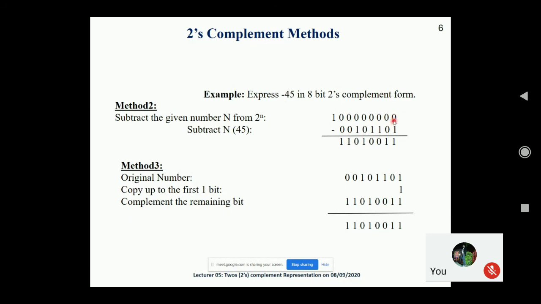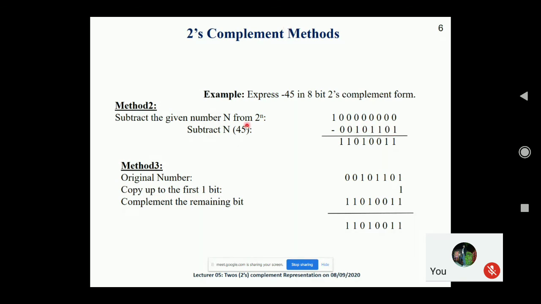How many bits are we using? 0, 1, 2, 3, 4, 5, 6, 7, 8. Okay, am I not mistaken? 1, 2, 3, 4, 5. No, sorry, 1, 2, 3, 4, 5, 6, 7, 8, 9. Yes, this one is 9. And the next one, this one is 8.